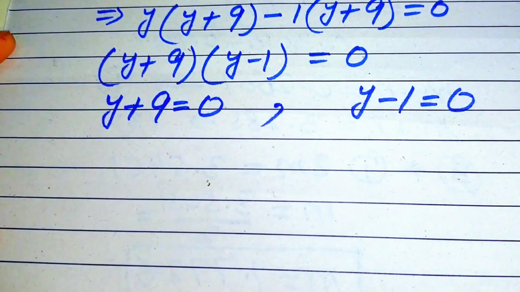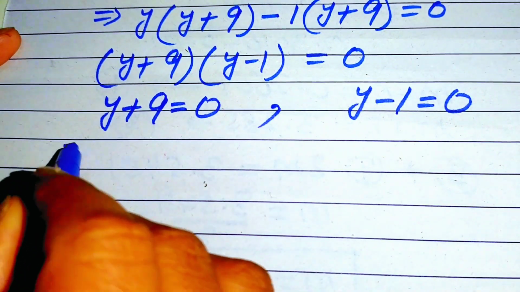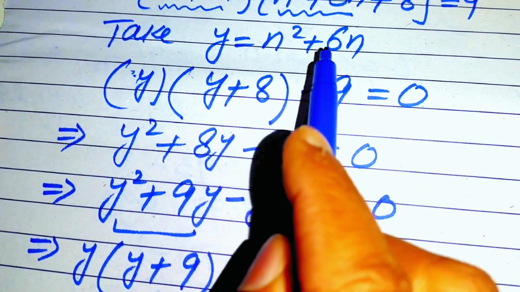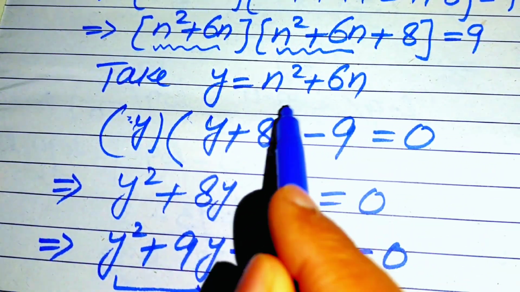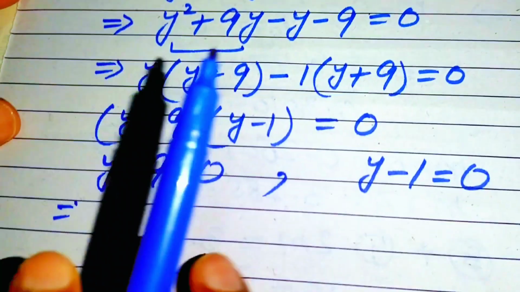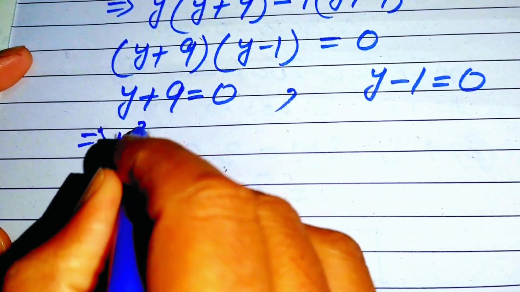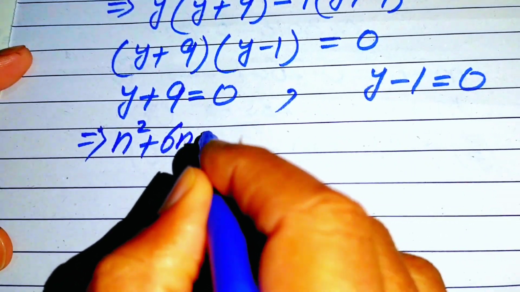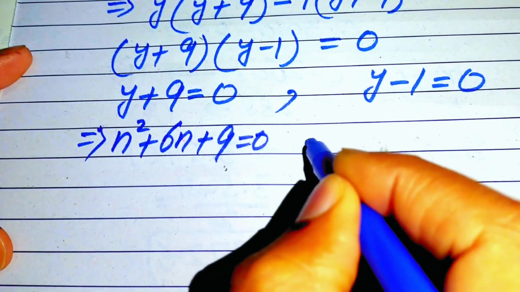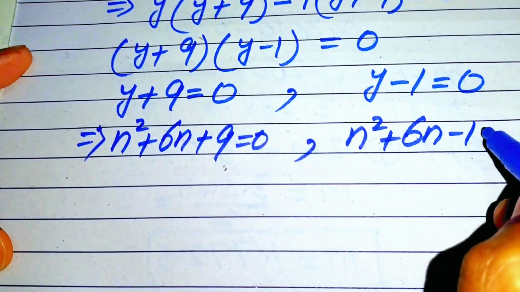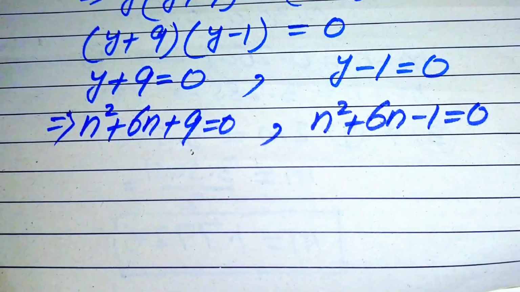Here we back substitute the values of y, where y is n square plus 6n. Now we put this value of y into both of these factors, and we get n square plus 6n plus 9 equals 0, and in the other factor we have n square plus 6n minus 1 equals 0.